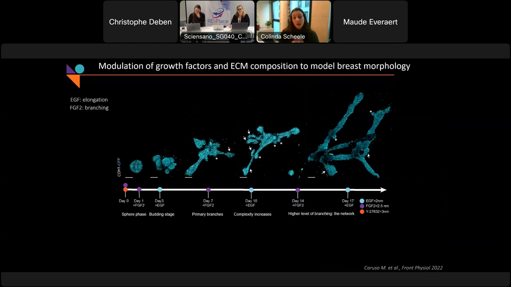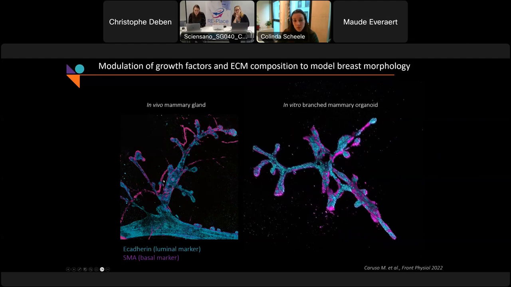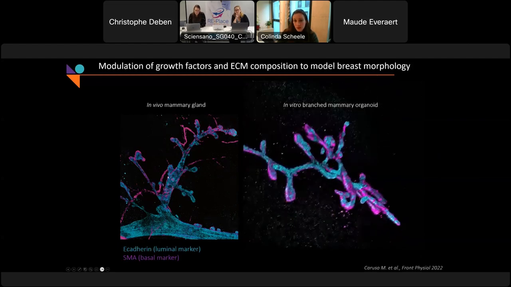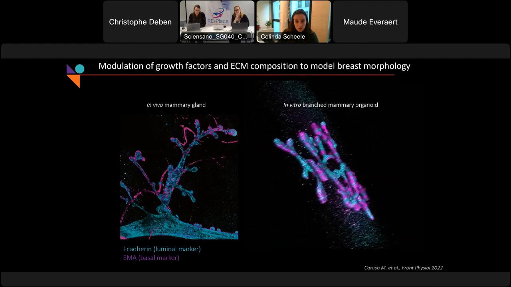I will not go again into all the details, but in the end, what we found is the key is to provide the right matrix again, but then give the right stimuli. And here we give alternating FGF and EGF stimuli, which then induces this branching behavior in the mammary organoids. And now when we compare these organoids with the real in vivo mammary gland of the mouse, you can see that they very much resemble the in vivo situation.